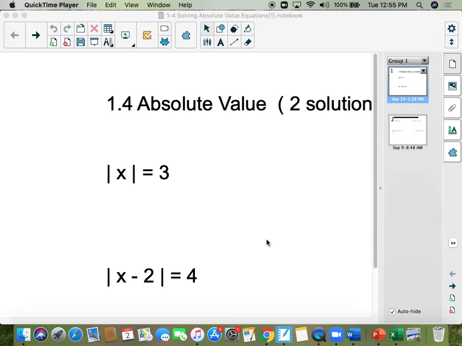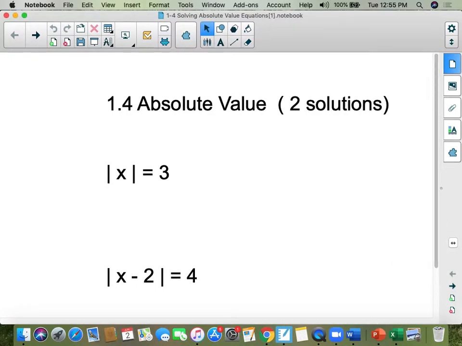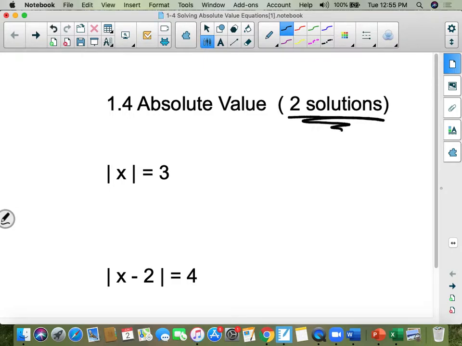1.4 is only 2 templates. We're going to talk about absolute value, and I think a lot of you know what absolute value stands for, but let's just look at the first problem. Whenever you do absolute value, make sure that you always come up with 2 solutions.